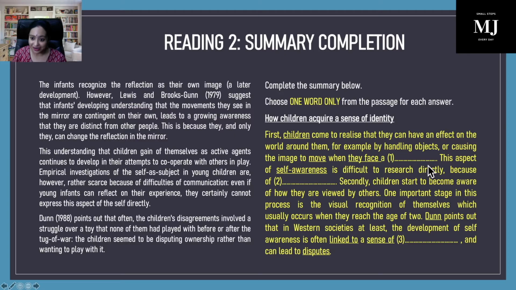A mirror. Getting my point, guys? So mirror is a singular noun that we can have as the answer. Let's keep that for now. Moving ahead, this aspect of self-awareness is difficult to research directly. Because of. Okay, let's move ahead. Answers come in order, so we are not going to start from this. We're going to start from another paragraph.